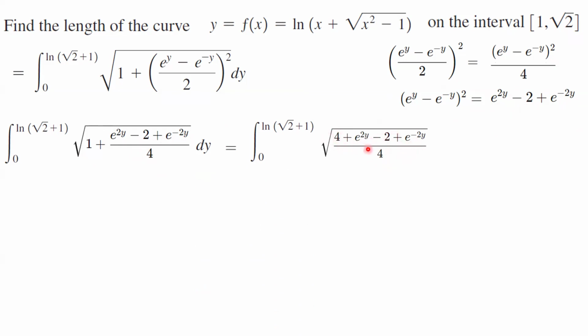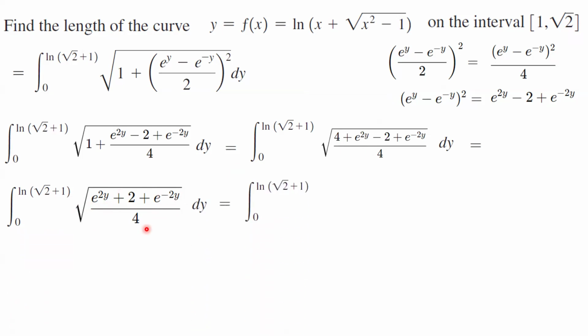Now we can combine 4 and negative 2. So this guy can be written as the definite integral of the square root of (e to power 2y plus 2 plus e to power negative 2y) divided by 4 dy, which in turn is the definite integral of, inside the radical on the numerator, you can combine these together, which is (e to power y plus e to power negative y) to the second power. Then you take the square root and you divide it by 2, because the square root of 4 is nothing but 2, then taking the integral with respect to y.